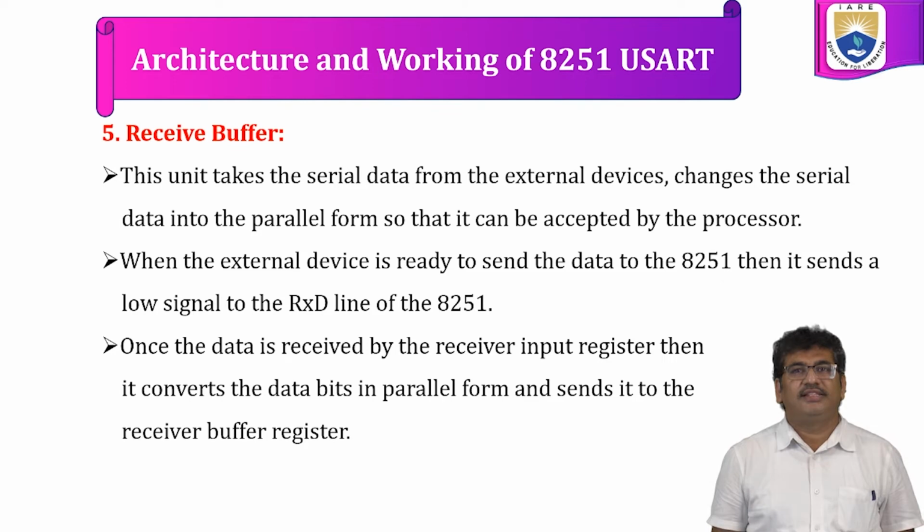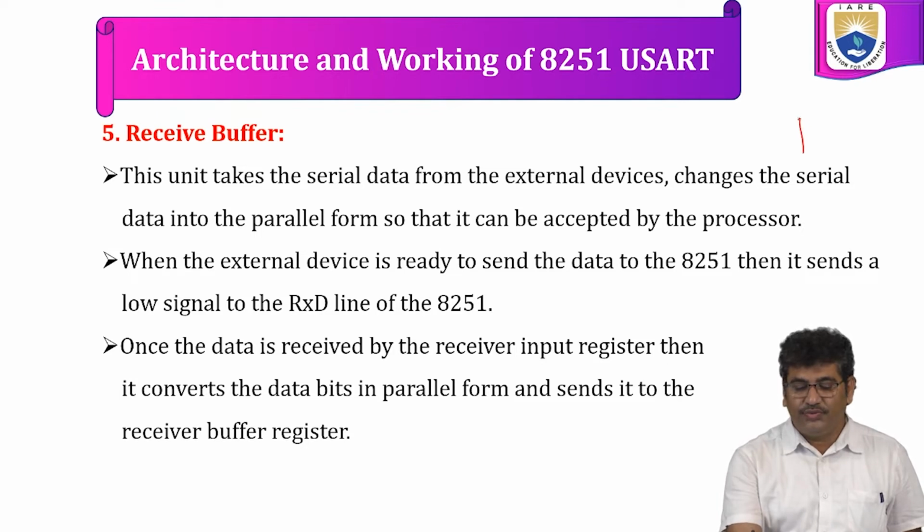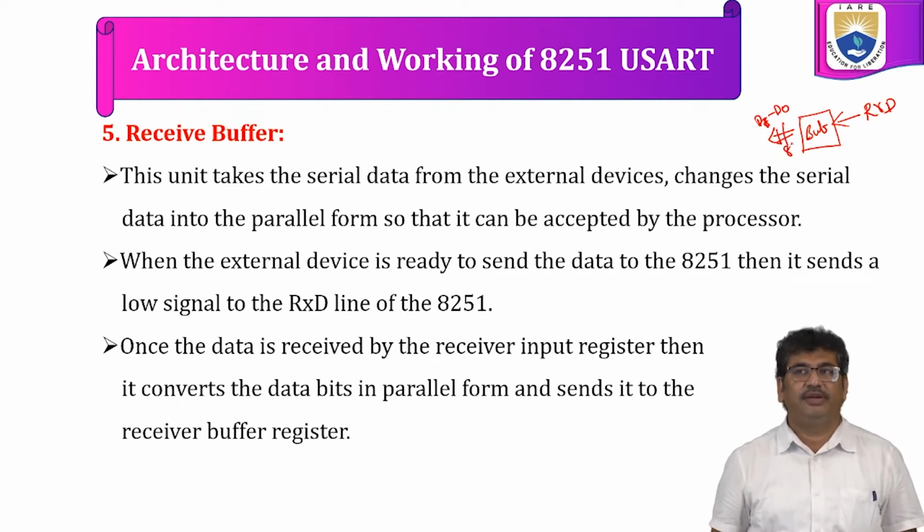The next block is the receiver buffer. This unit takes the serial data from the external device and changes the serial data into the parallel form so that it can be accepted by the processor. So for this receiver buffer, first the data will be received on the RxD line. As the data is received serially, it will be buffered here. Once all the data is collected here, it will be transmitted to the processor on the data bus lines D0 to D7, which is 8-bit size.